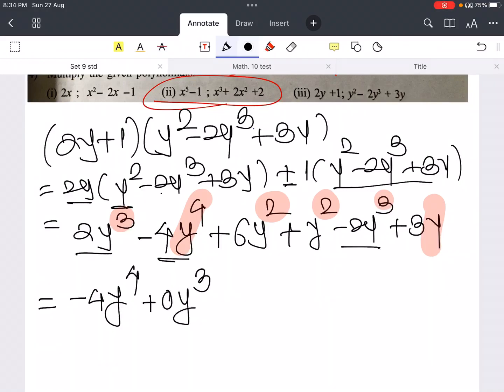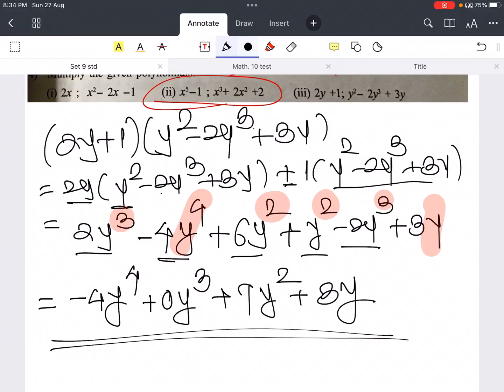Next one, 6y square plus 1y square, it becomes plus 7y square. Okay, 6y square plus 1y square, so 7y square, and plus 3y is a lonely term, so write it down, plus 3y. So this is your answer, that is minus 4y raised to 4, plus 7y square, and last one plus 3y. So likewise we have to solve the questions.